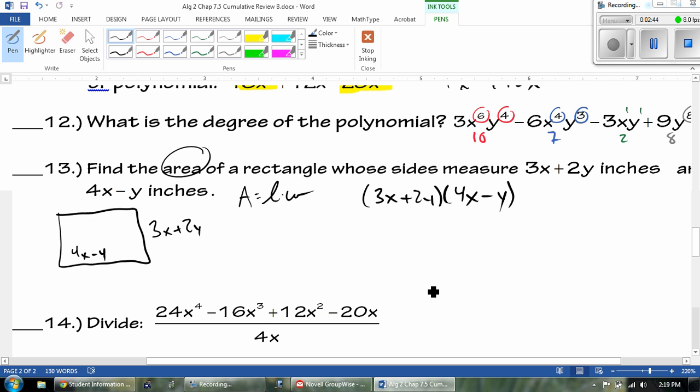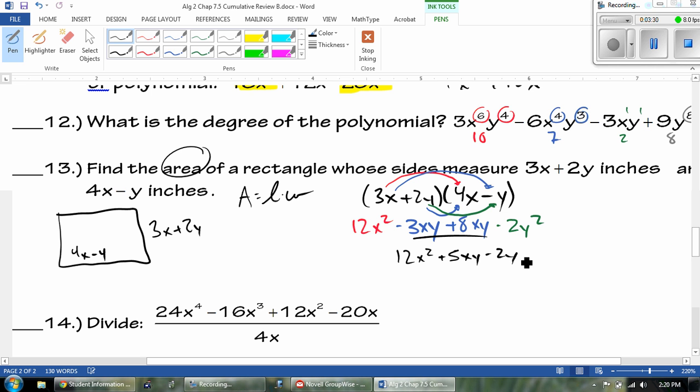And we've talked about distributing. We've talked about box method. It really doesn't matter which way you do it. Okay? So I'm just going to distribute. So my 4x times the 3x is a 12x squared. 3x times negative y is a negative 3xy. 2y times 4x is a positive 8xy. And then the last one is 2y times negative y, which is going to give us negative 2y squared. Okay? When we combine like terms, we get our final answer of 12x squared plus 5xy minus 2y squared.